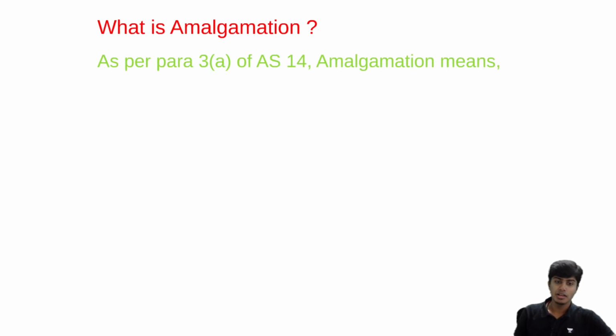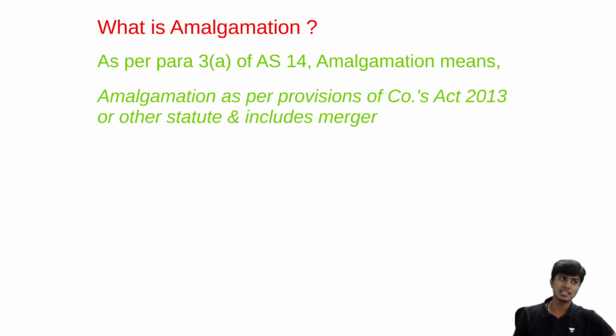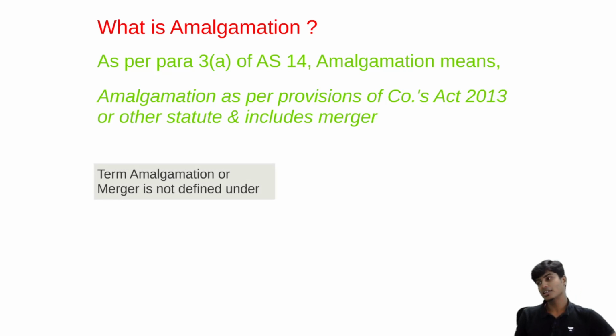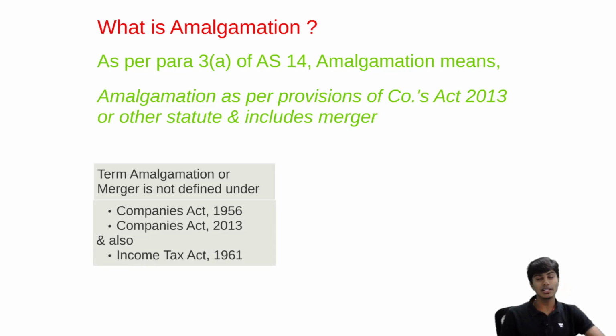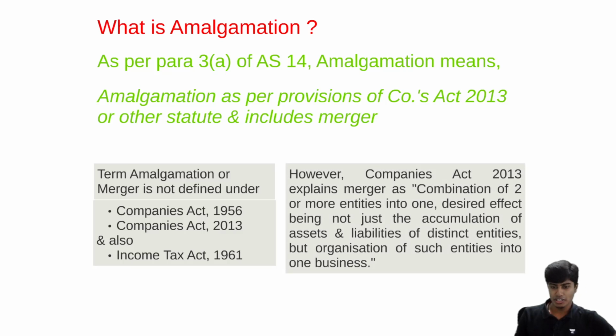And what is amalgamation? The definition of amalgamation is not given as per AS14. AS14's para 3A is just a traffic signal which will divert you and then tell you to go look for the definition in Companies Act 2013. It says that amalgamation is what is mentioned as amalgamation in Companies Act 2013. Companies Act 2013 again doesn't define amalgamation. Neither does Companies Act 1956 nor does Income Tax Act 1961. There is only an explanation given to the word merger, which means a combination of one or more entities coming together, not just for bringing assets and liabilities together, but also for the organization to become one business.